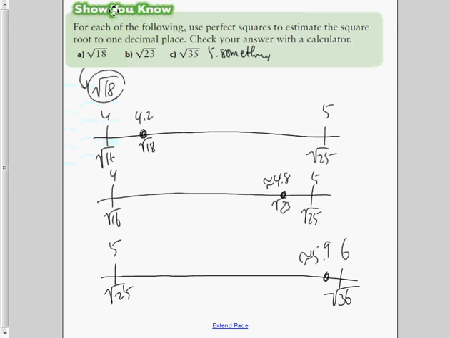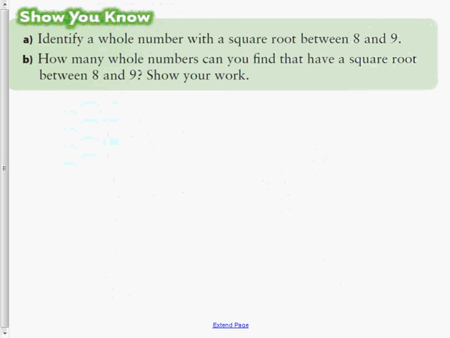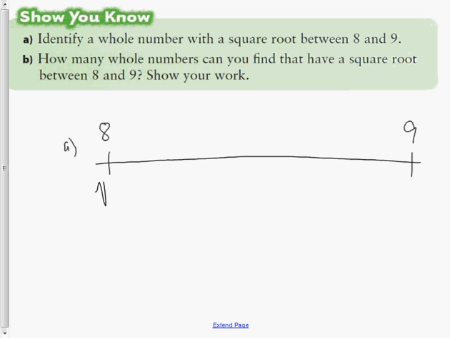Okay, so that's how you estimate square roots using number lines. The second question says identify a whole number with a square root between 8 and 9. So what this really means is if I was to take a number line and put my 8 up here and my 9 up here, what square roots would fall in between there? Well, I know that this 8 is really a different way of representing the square root of 64. And this 9 is a way to represent the square root of 81.